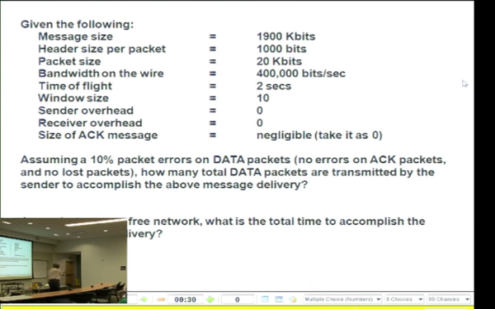So the message size is 1900 k bits, and the packet size is 20 k bits, right? So you need 100 packets to be sent. Okay. Everybody with me here on this one?